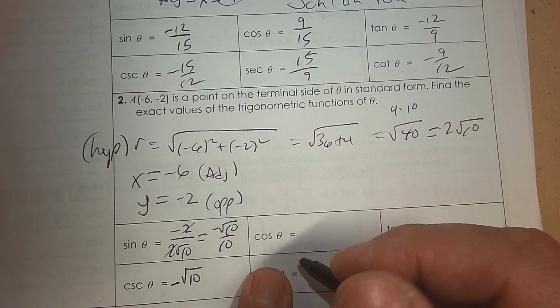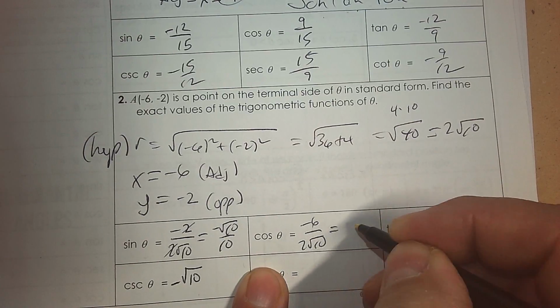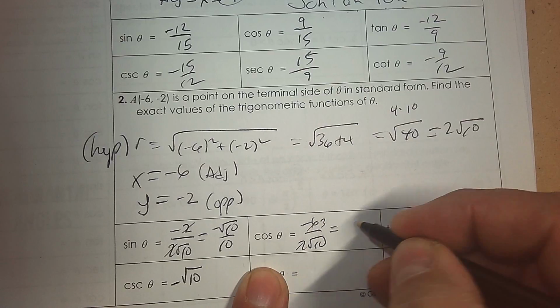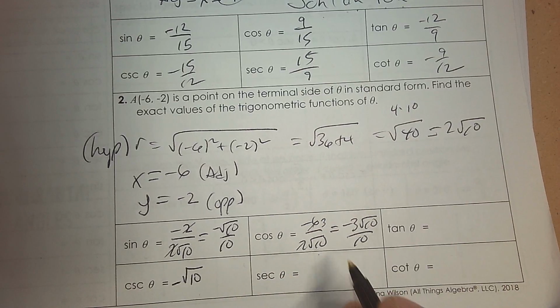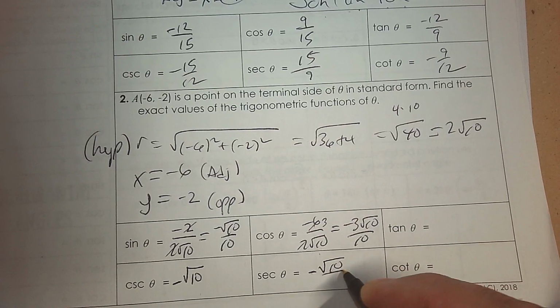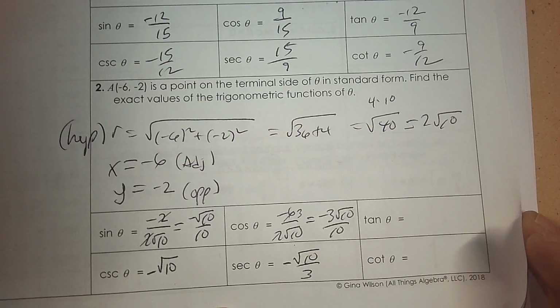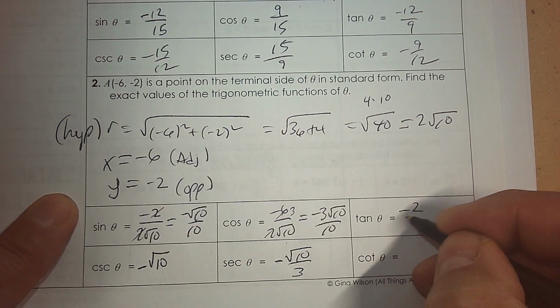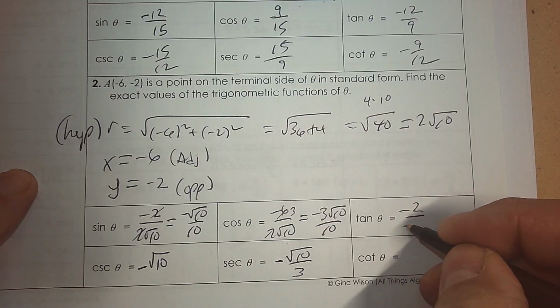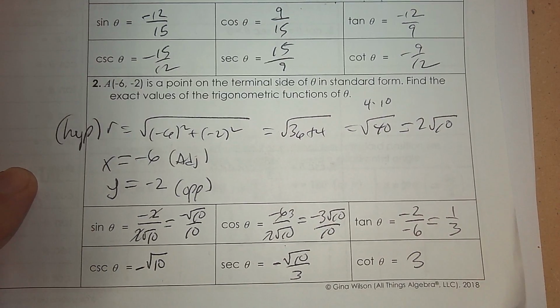Cosine is the x coordinate over the radius. Again, I'm going to simplify it. 2 goes into 6 three times, then multiply top and bottom by root 10. When I do the reciprocal, it's going to be negative, and it's root 10 over 3. Tangent is opposite over adjacent. In this case, it's y over x. You can reduce it down, and then you have 3, because it's simple to reduce. All right, turn the page.